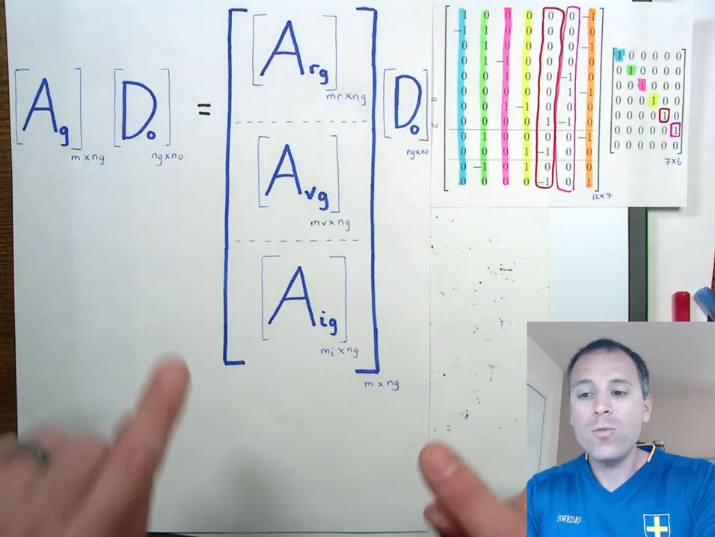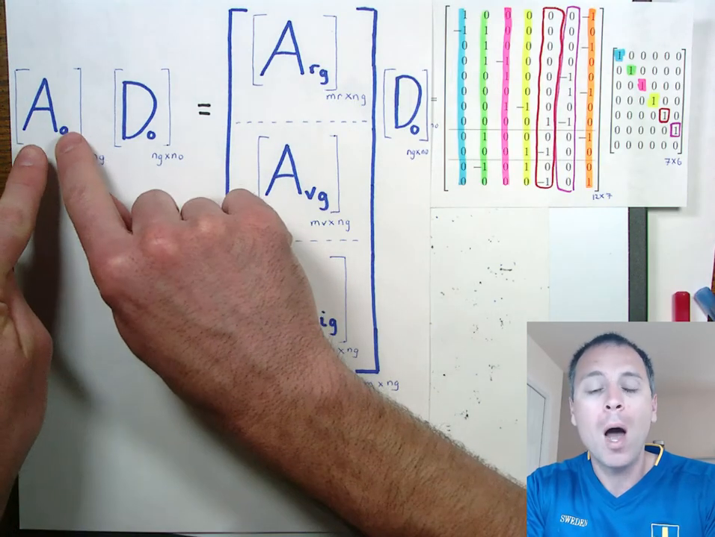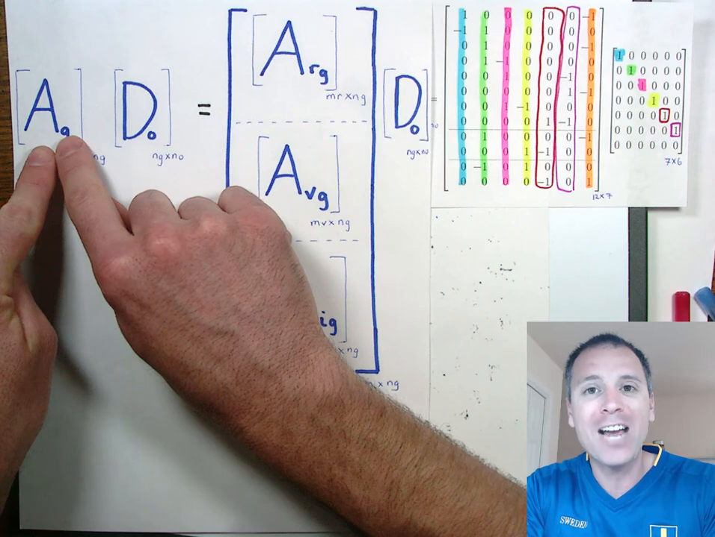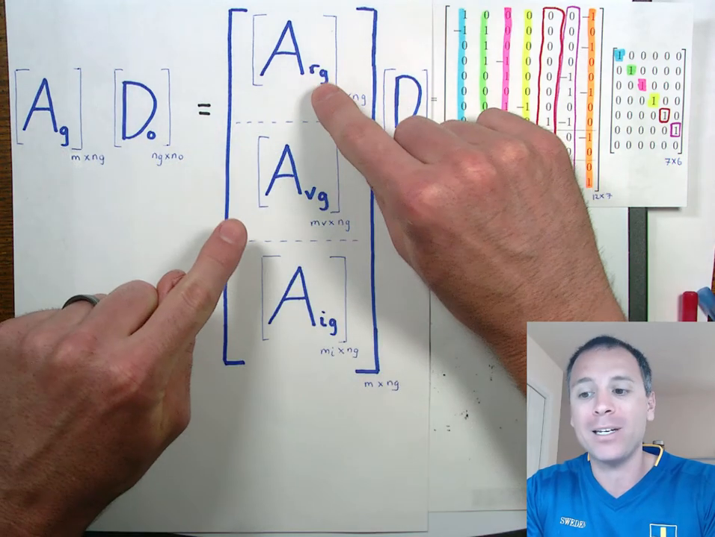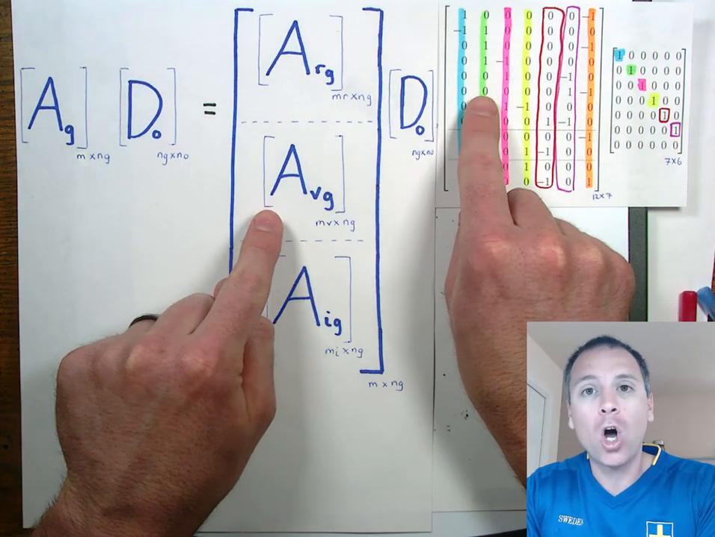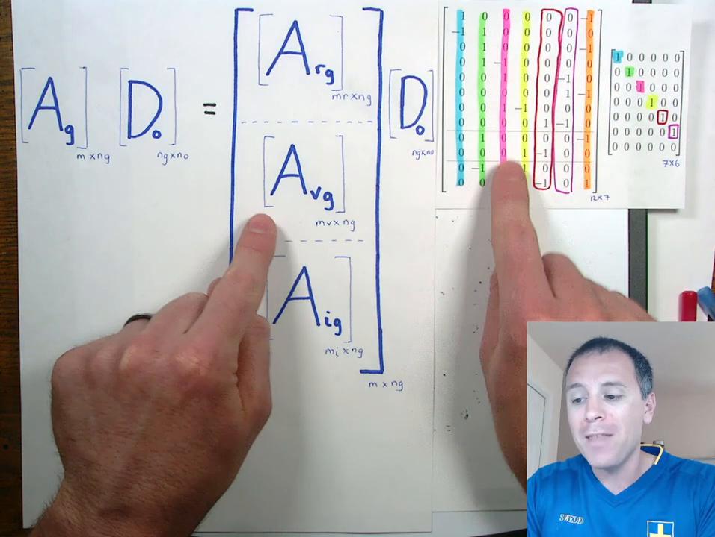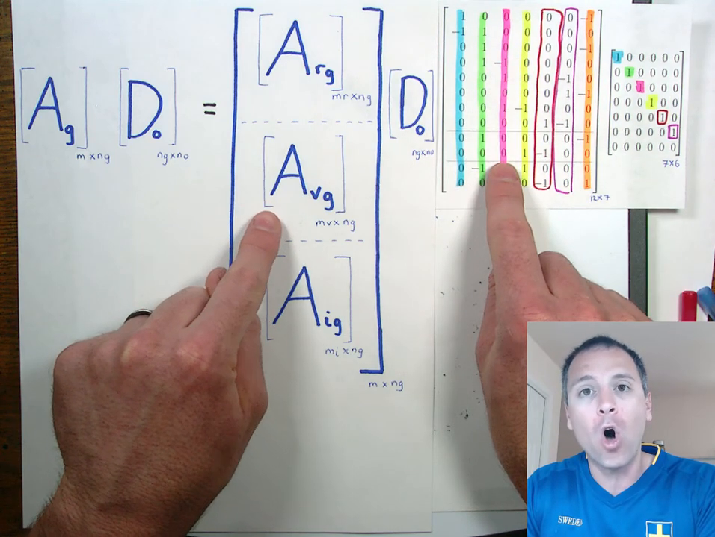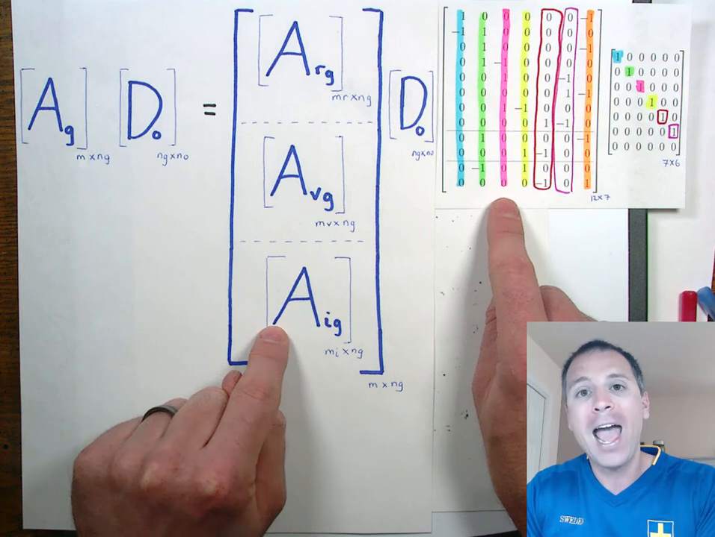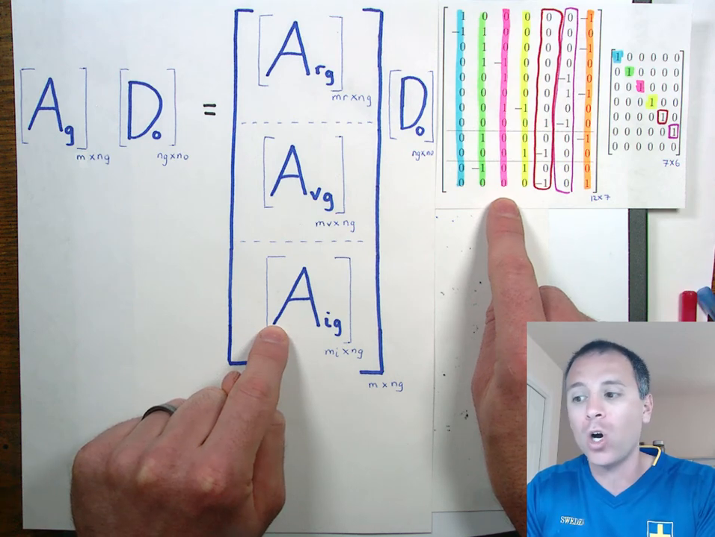But remember, our enumeration scheme allowed us to block partition the entire incidence matrix by element type. So the first M sub R columns were all resistors, the second M sub V columns were all voltage sources, and the third M sub I columns were all current sources.